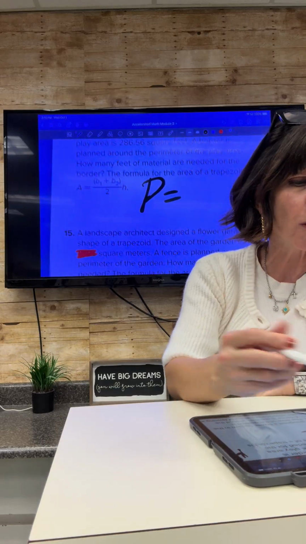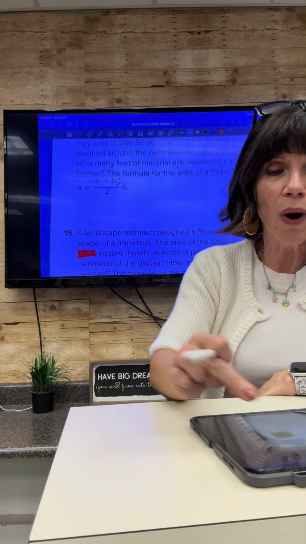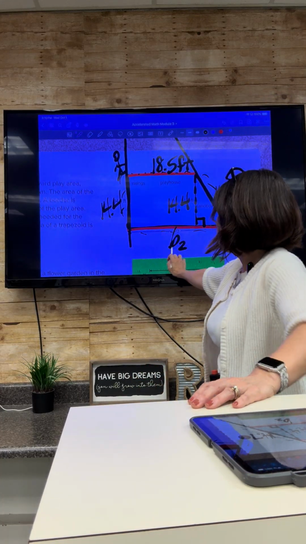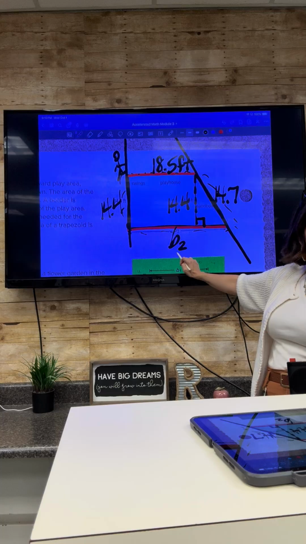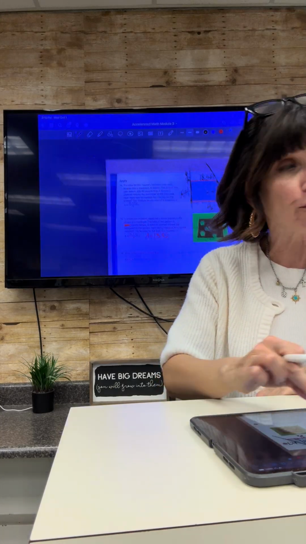Okay, but the problem is they don't give us the perimeter. They give us the area. Why do you think they gave us the area? In order to give us a clue to help us find what? Base number 2. Okay, so let's use the area formula.